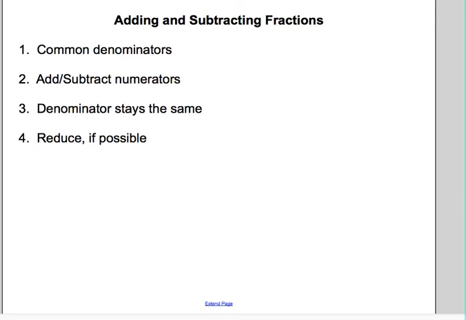Once you have common denominators, you can move on to step 2, which is to add or subtract the numerators, just like you would normally add or subtract. And that is your new numerator. Step 3, the denominator stays the same. And the final step 4 is to reduce if you can at all. Sometimes we call that simplifying. So you should always check to see if you can simplify or reduce your answer to lowest terms. Make sure you have this copied into your notebook before you continue on to the next slide.